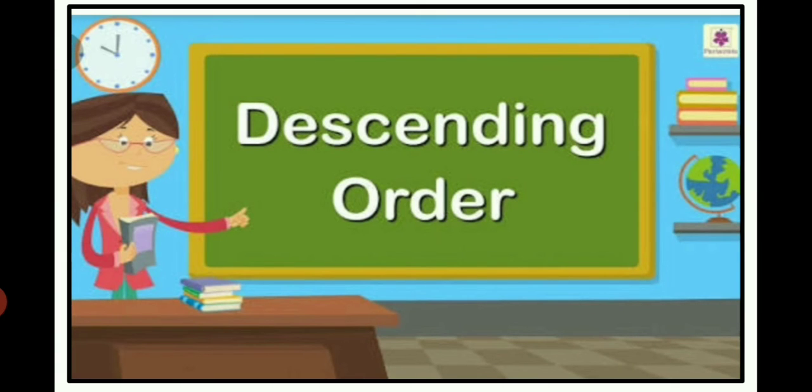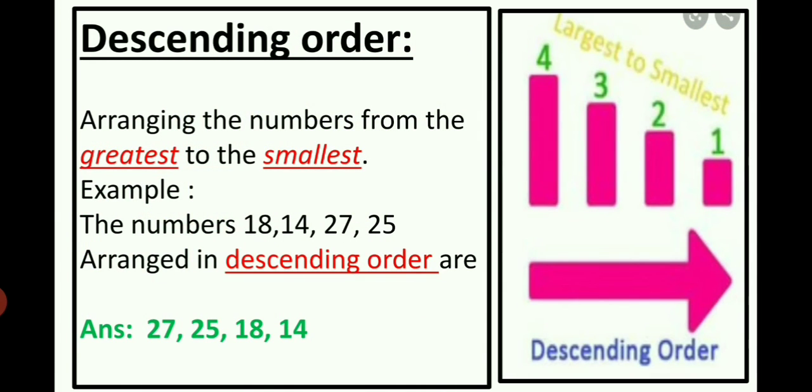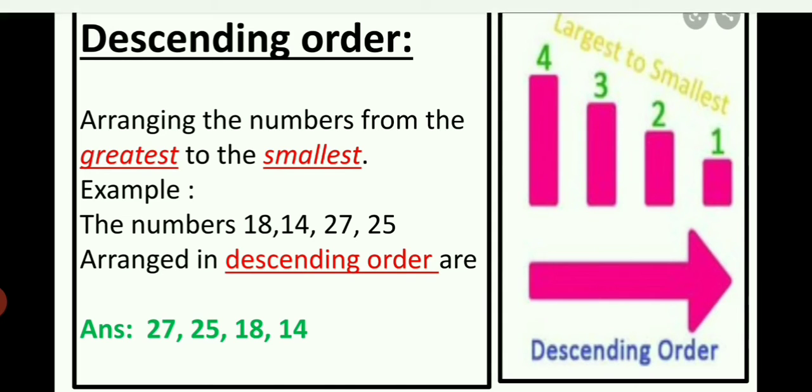Let me explain what descending order is. In descending order, what do we have to do? We have to arrange the numbers from the greatest to the smallest. So, in ascending order, what were we doing? We were arranging the numbers from the smallest to the greatest. Just the opposite we will do over here.